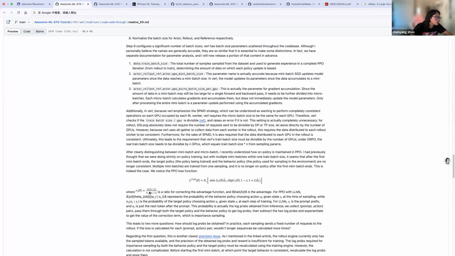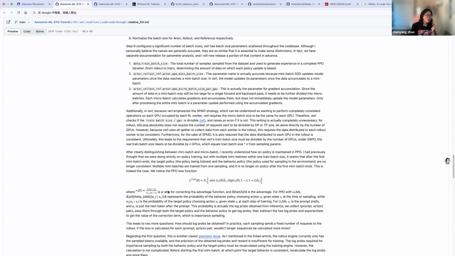Here, pi old is the sampling policy. The behavior policy's probability of that token given the previous sequence is in the denominator, and on the upper side is the target policy's probability of that token given the previous sequence. Okay, so that's importance sampling.